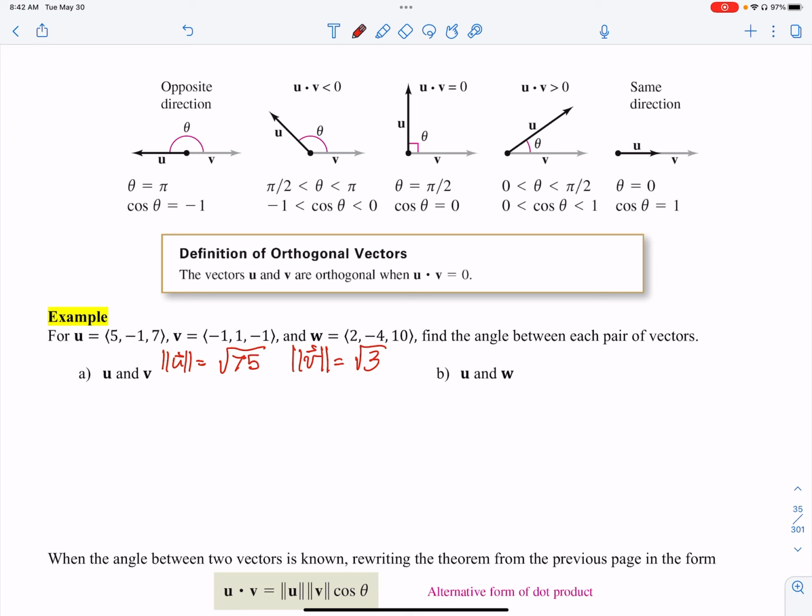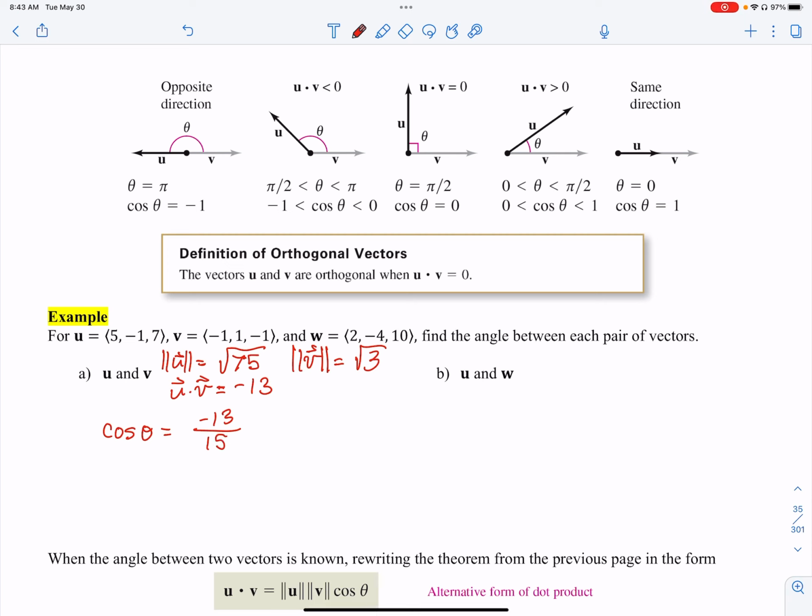All right, and then we need u dot v for my formula. I like to chunk this and get each part instead of writing it down and throwing it in. So if I dot that, I got negative 5 plus negative 1 plus negative 7, so they're all negative, negative 13. So I set up my formula. Cosine theta is equal to negative 13 over, if you multiply the bottom, 75 times 3, you get 225, and the square root of 225 is 15.